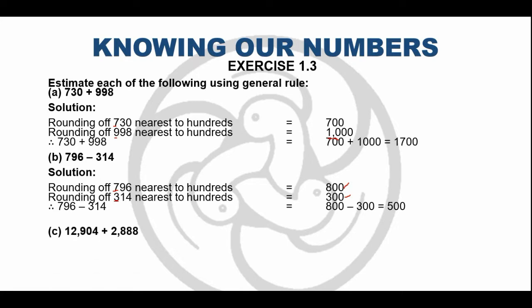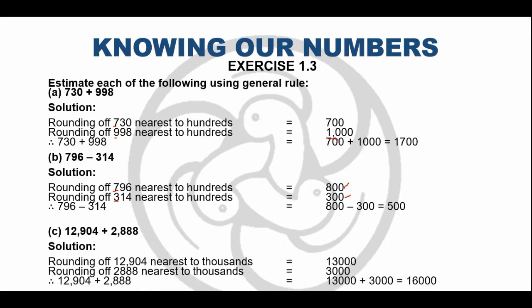So next one is 12,904 plus 2,888. You have to round off to the nearest 1000 position. In this one, what is the 1000 position? It is 2. So you have to look at the right side number, that is 9. It is greater than 5. That means you have to add 1 to the number. So it will become 13,000.